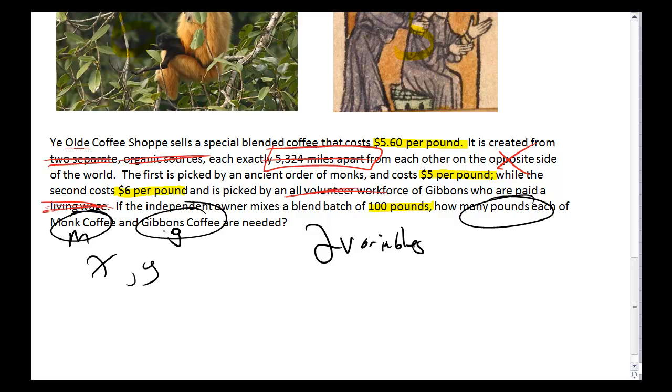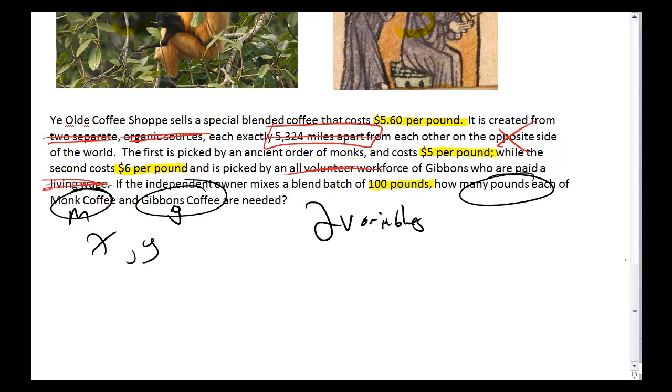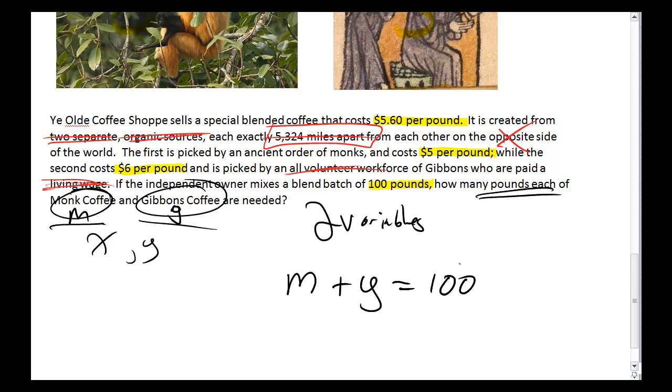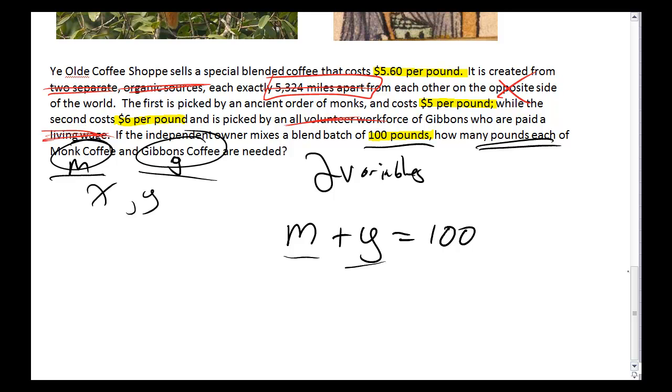So here's what we've got. We've got these two things. First thing, I have to decide what exactly m and g mean. And I know what m and g mean when I look here. I'm trying to find pounds. So m should be in pounds and g should be in pounds. And that gives me my first equation. m plus g equals 100. However many pounds of this plus however many pounds of this should equal the 100 pounds that the store owner mixes up. Next, I need my second equation.